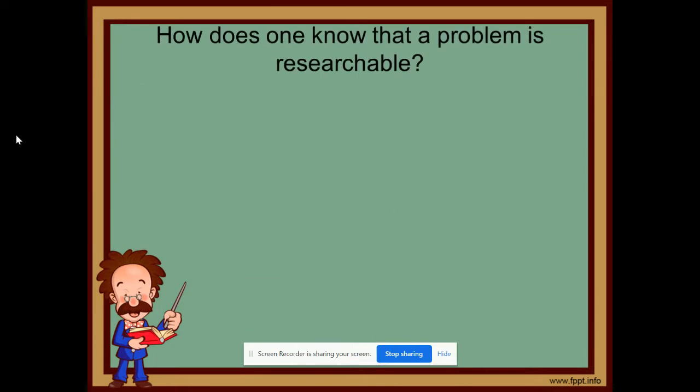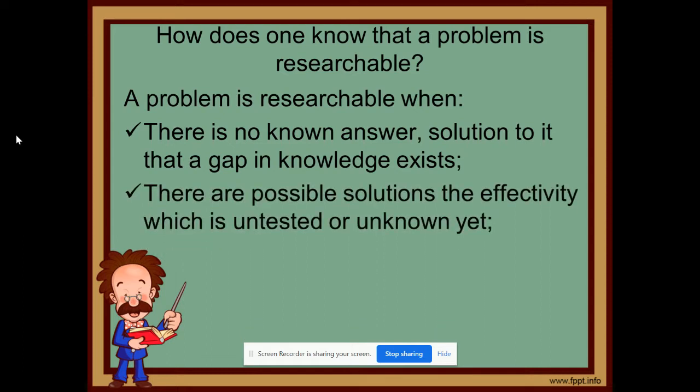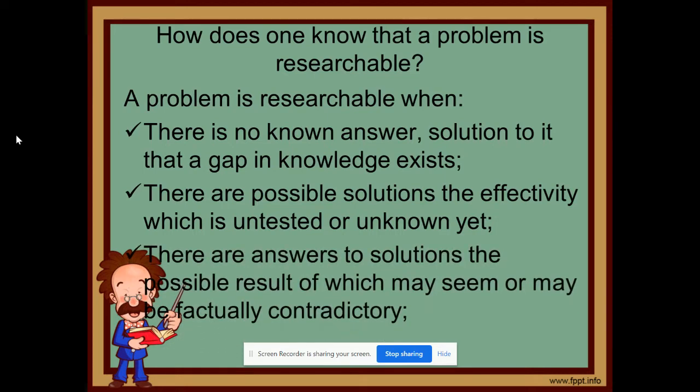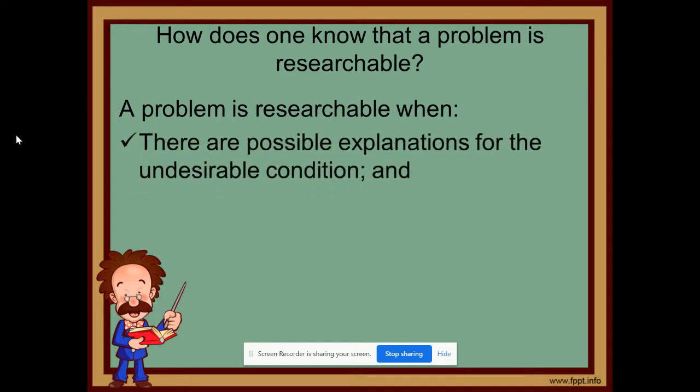Second question that you are going to answer. How does one know that a problem is researchable? A problem is researchable when: 1. There is no known answer solution to it, that a gap in knowledge exists. 2. There are possible solutions, however, the effectivity of that solution is untested or unknown yet. 3. There are answers to solutions, the possible result of which may seem or may be factually contradictory. So these are some of the problems which you can consider that it is researchable.